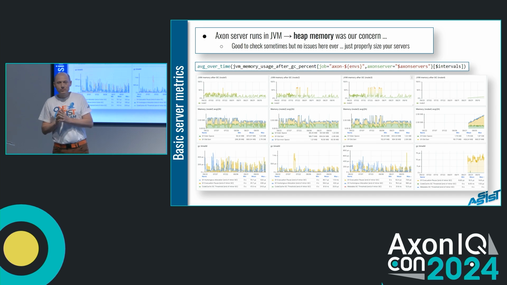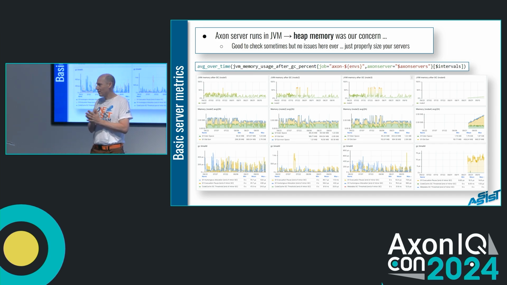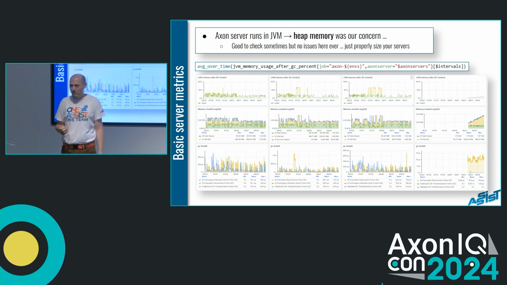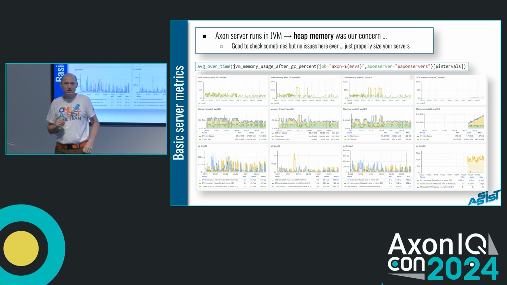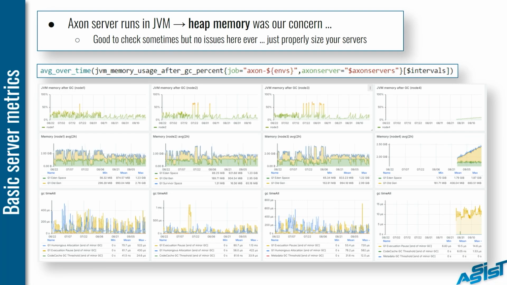So you start with your Prometheus, and of course, you know that Axon Server is written in Java and runs in a JVM, so the primary suspect would be memory, because there is always a problem with garbage collecting and always a problem with memory leaks. Well, actually, it was pretty good. We had configured our server according to specifications, and it just worked. So we are happy.